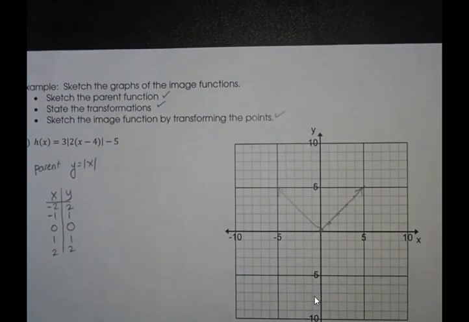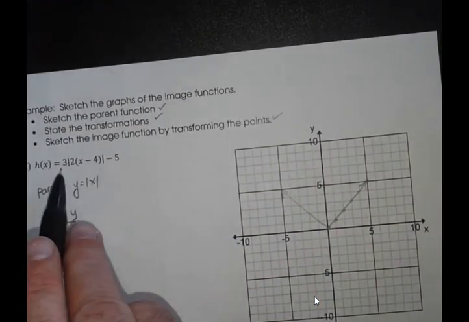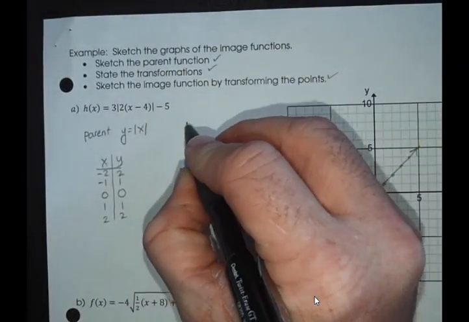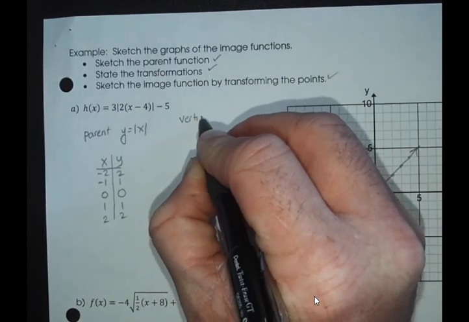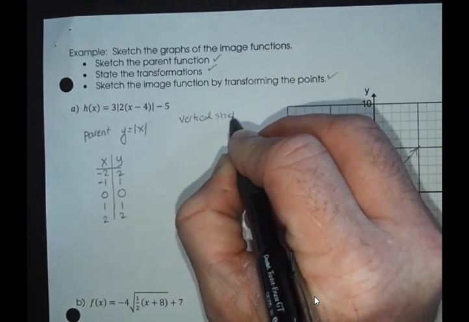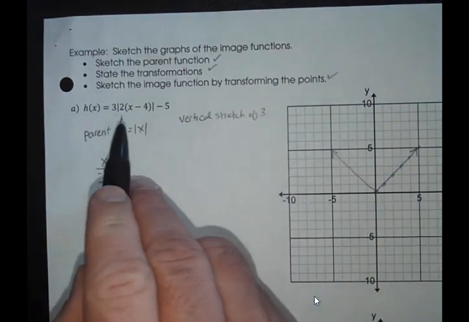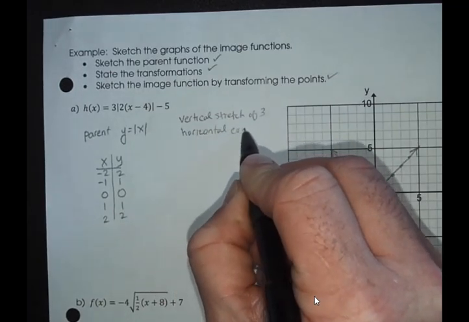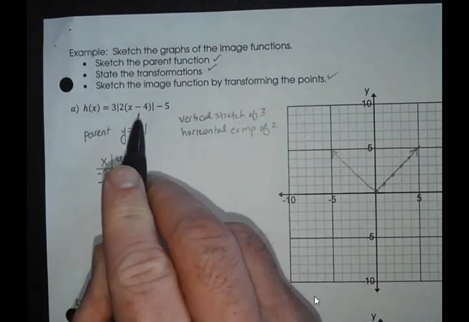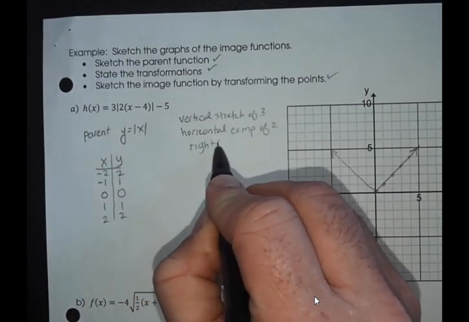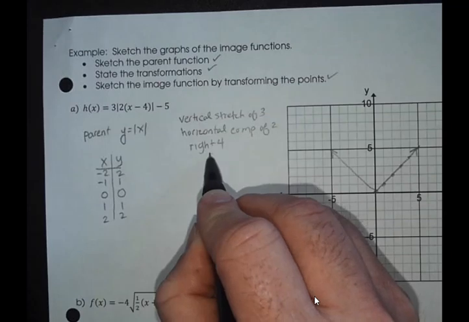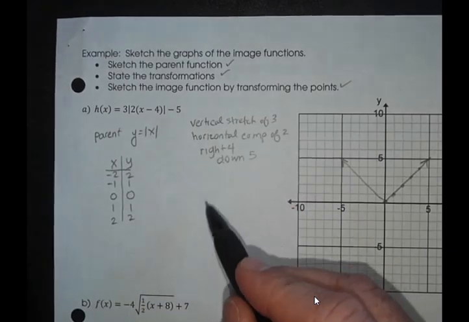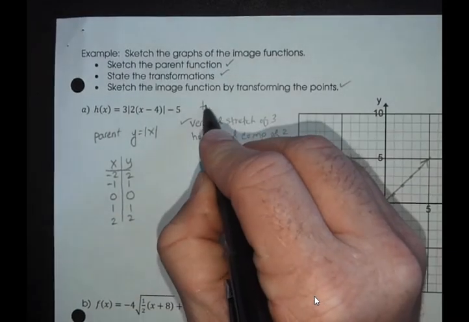All right? Nothing crazy. Okay? Now we're going to state the transformations. So we know that the 3 is a vertical stretch of 3. That 2 is a horizontal compression. The 4 tells us to go right 4. And that negative 5 tells me we're going to go down 5. Okay? So there's our success criteria. We got to state these transformations.